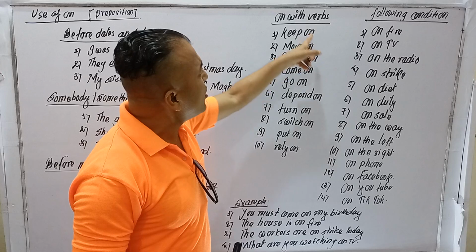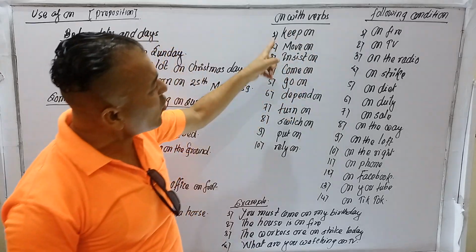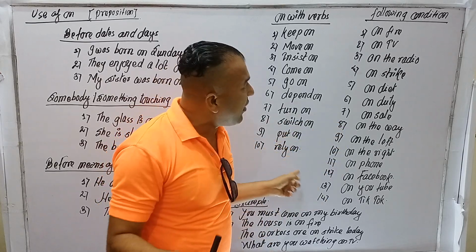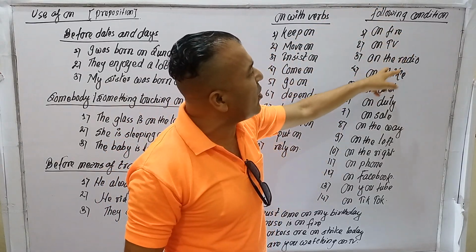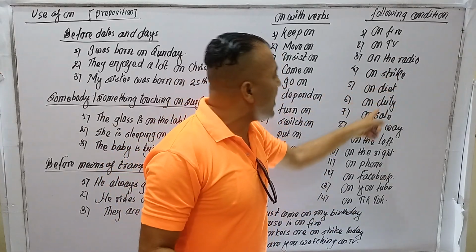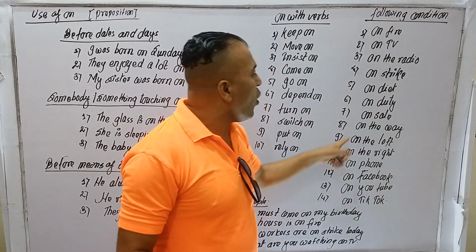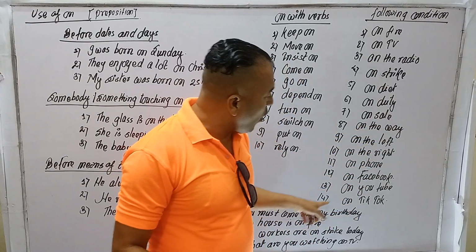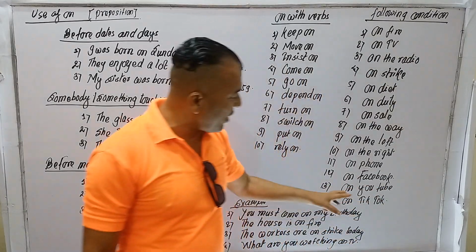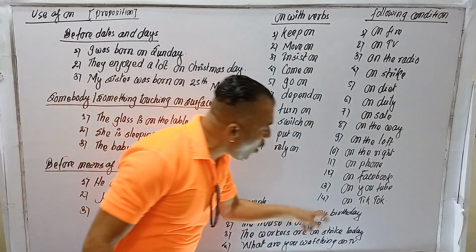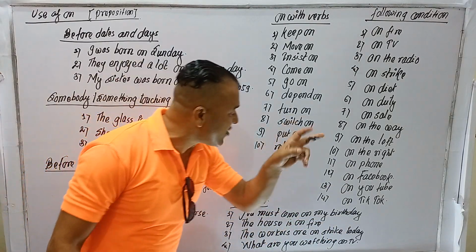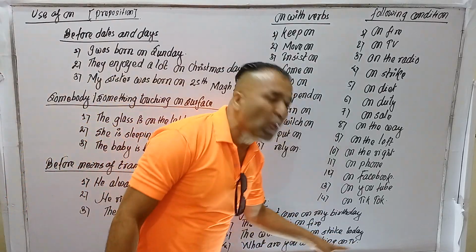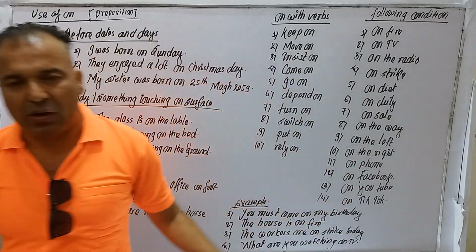And the verbs: keep on, move on, insist on, come on, go on, depend on, turn on, switch on, put on, rely on. And the following conditions: on fire, on TV, on radio, on strike, on a diet, on duty, on sale, on the way, on the left, on the right, on phone, on Facebook, on YouTube, on TikTok. You must come on my birthday. The house is on fire. The workers are on strike today. What are you watching on TV? These are the examples. Alright.